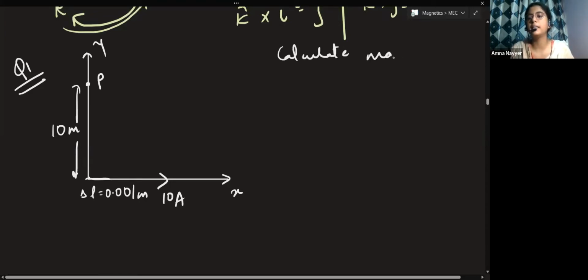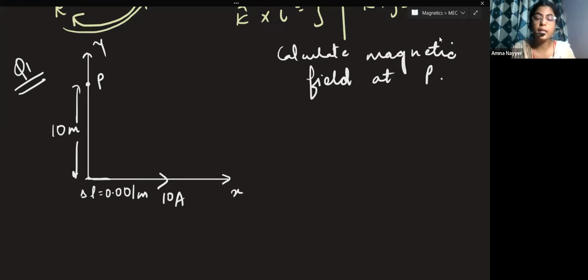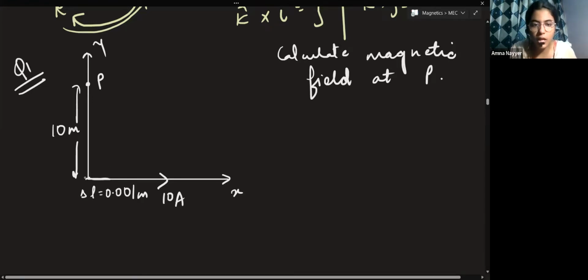Calculate the magnetic field at point P, so magnitude and direction. This is your current element flowing along the x-axis. This is the point where you have to find it. Just try once. For the direction, you can answer in terms of unit vectors: i cap, j cap, k cap, minus i cap, whatever your answer is. As you can see, axes are there. So just try.